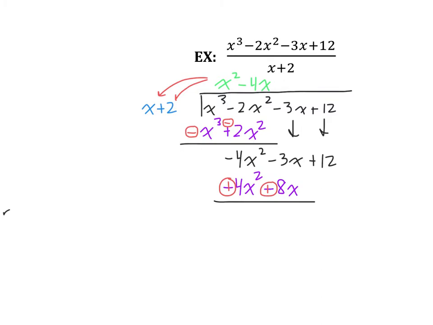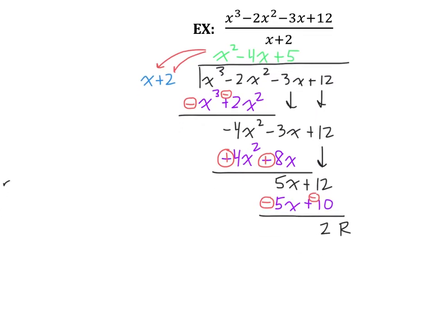So the 4x squareds go away, and we're left with 5x, and I'm going to bring that plus 12 on down. And now, lastly, we go through and say, okay, x times what gives us 5x? So x times 5. So we're going to have a plus 5 up here. And now we go through and we multiply. 5 times x gives us 5x. 5 times 2 gives us a plus 10. But now we have to change our signs because we're really subtracting this quantity. And when we do, the 5x's cancel, and we're left with 2. So this is our remainder.